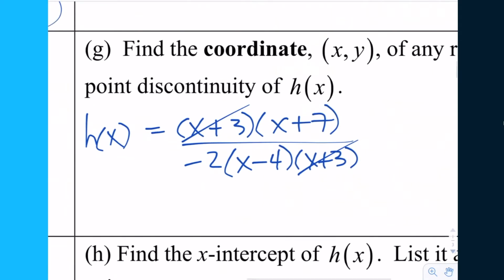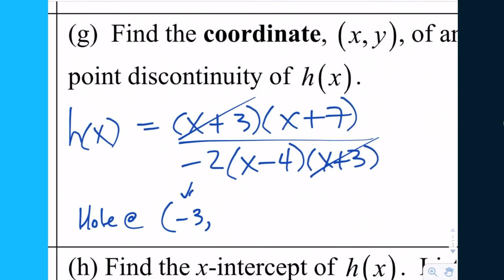Right? You divide those out. So then you could say that there's a hole at, and again, that's not required here because the instructions are specifically saying that, at -3, comma, and I'm going to go ahead and give a check for the x coordinate by itself, just like I did on previous tests. So if you just said hole at x equals -3, you're going to get 1 check.